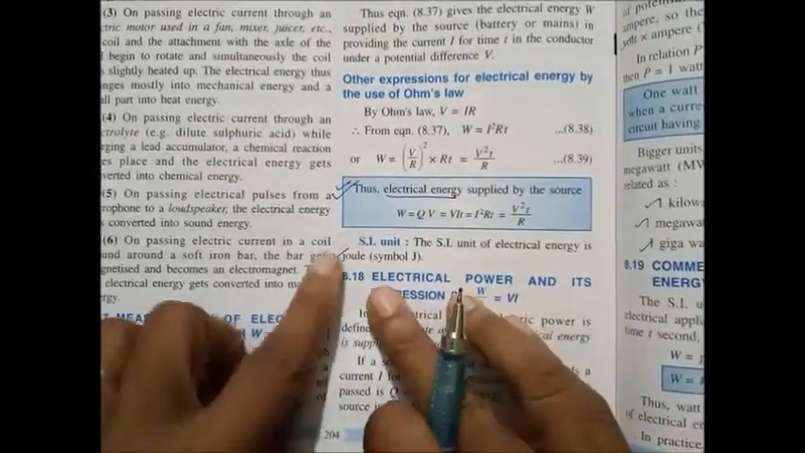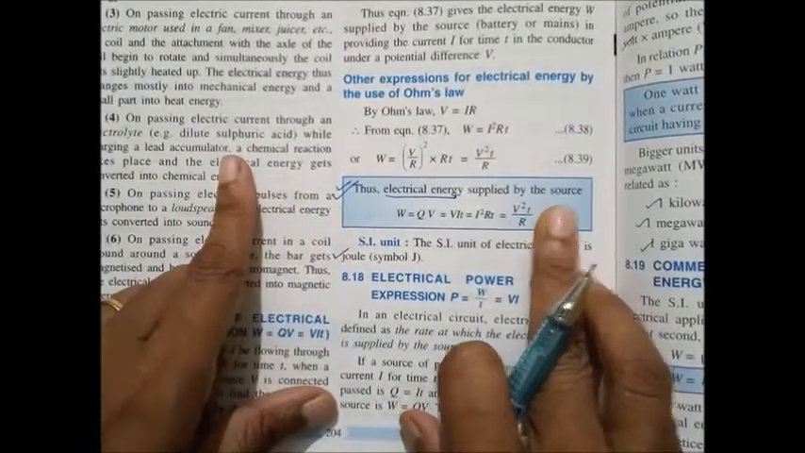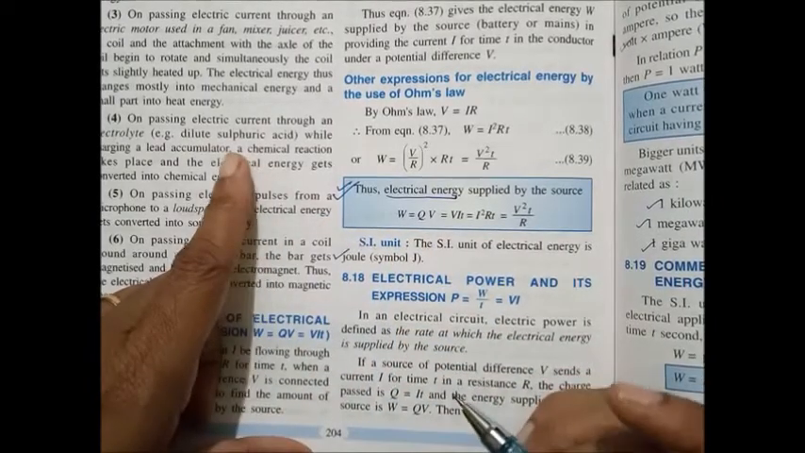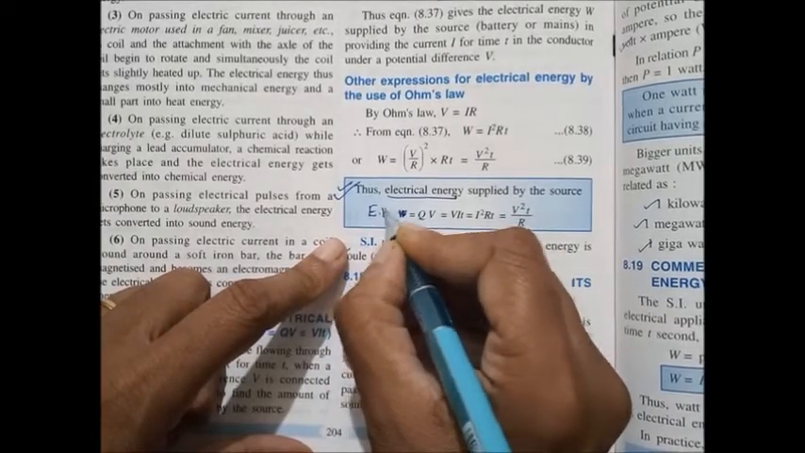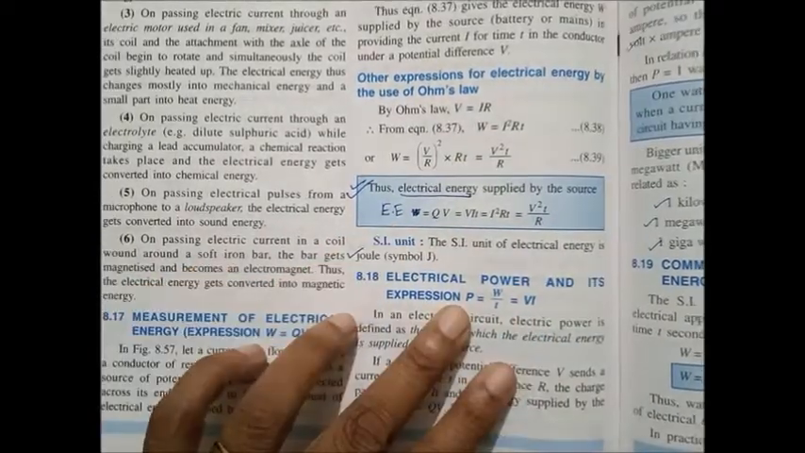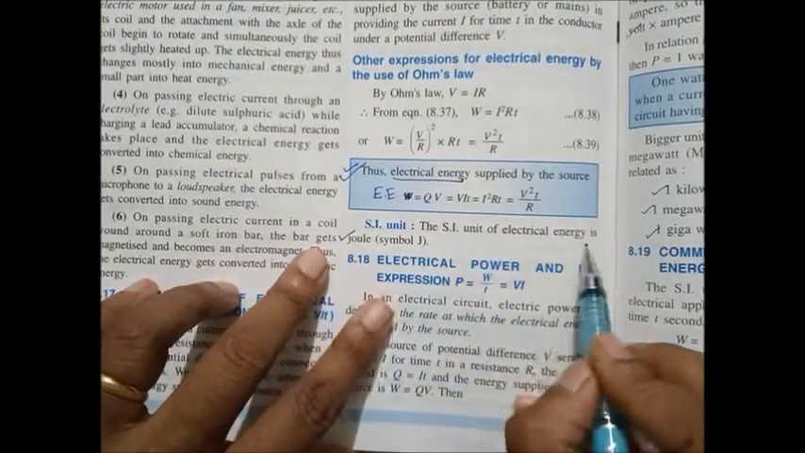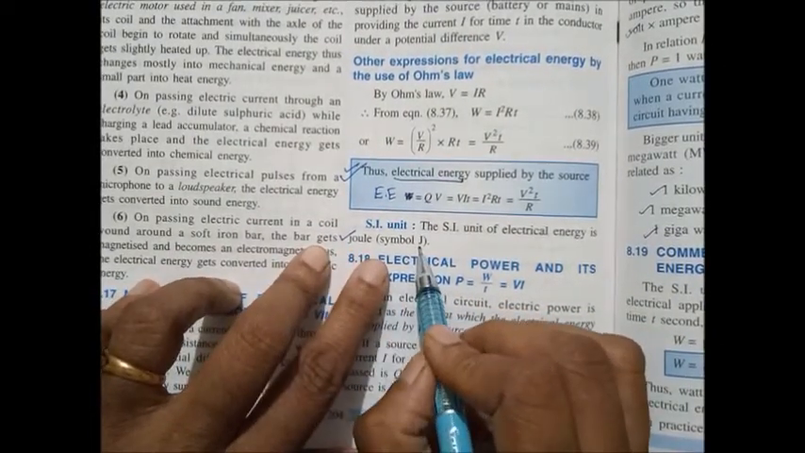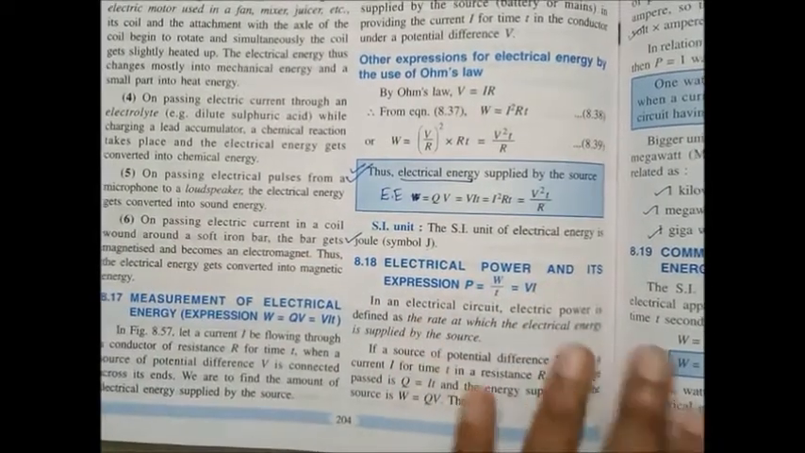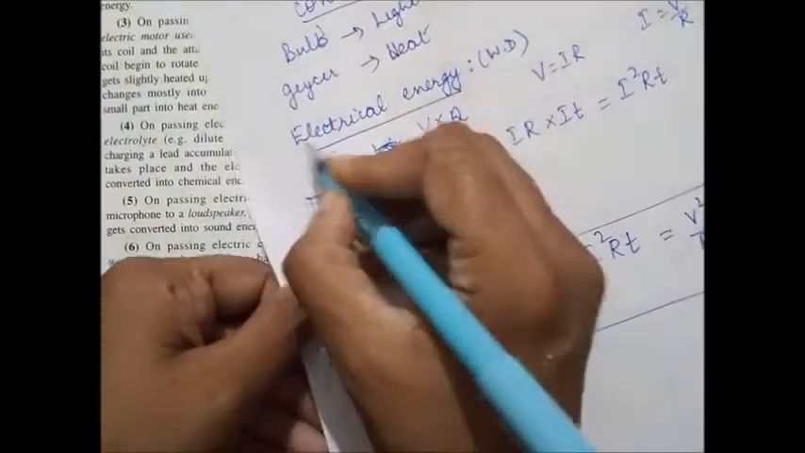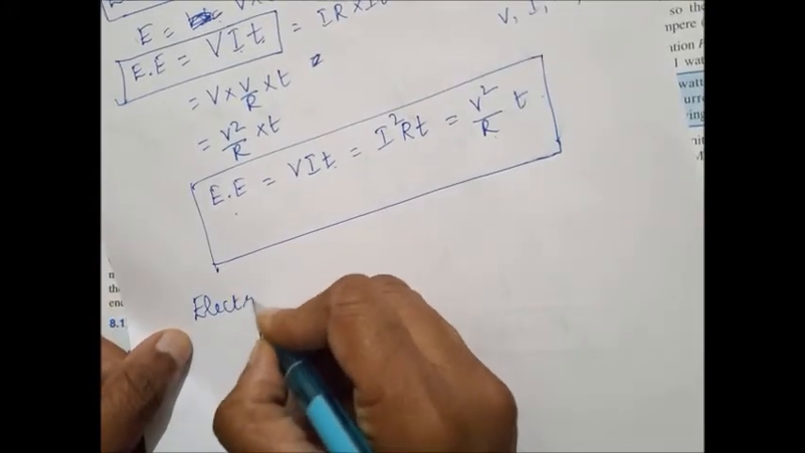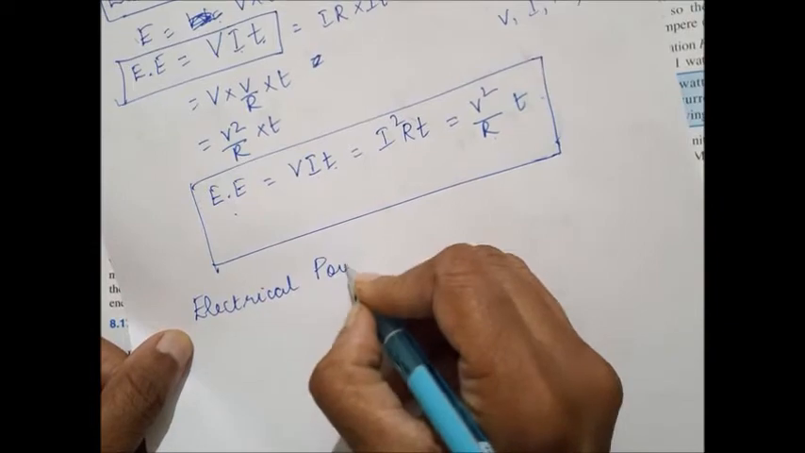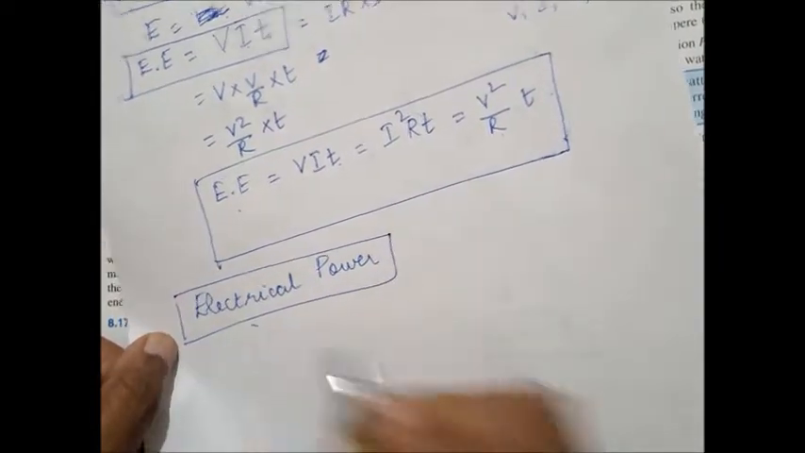So electrical energy supplied by the source is equal to, instead of W, you take it as electrical energy, E. The next information is the SI unit of electrical energy is joule, symbol capital J. The next term that we are going to see is power. Another term related to electricity is power. We say very often there is a power cut and all that. So power is another term which we use very often with electricity.